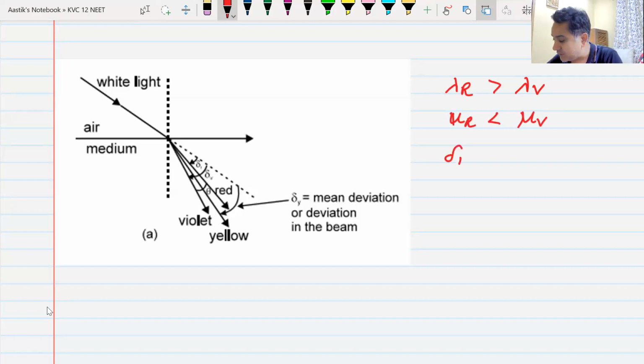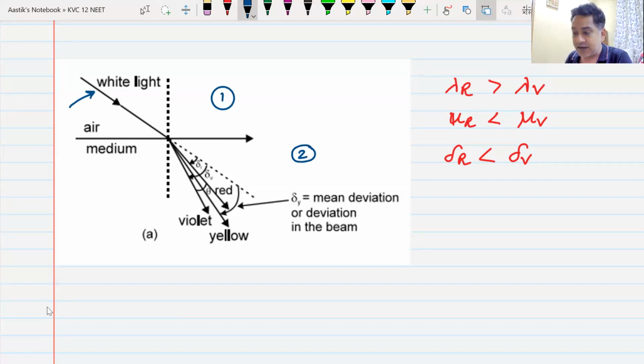Therefore, the angle of deviation for red light will be smaller than the deviation for the violet light. And this is a diagram that shows this. You can see white light falling on the boundary of two mediums. This is medium number one and this is medium number two. The original path of the light is given by this. But because of different wavelengths and different mu, different lights will deviate differently.